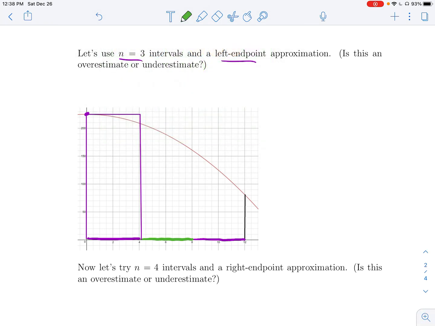Do the same thing for the second interval. Here's the left endpoint of the second interval. How tall is the graph at that left endpoint? And I'll make that the height of a rectangle.